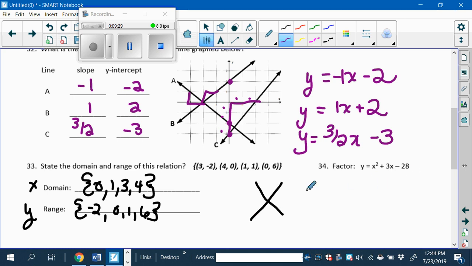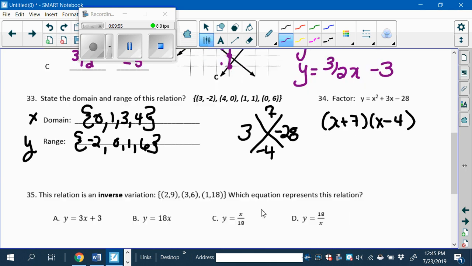Now, when we factor this, I'm going to say, okay, what two numbers will multiply to -28, but add to a +3? And that's going to be 7 and -4. Because 7 plus -4 is 3. 7 times -4 is -28. So my two factors are x plus 7 and x minus 4.